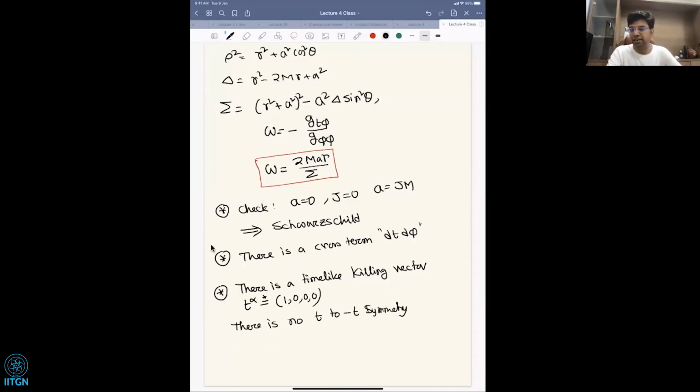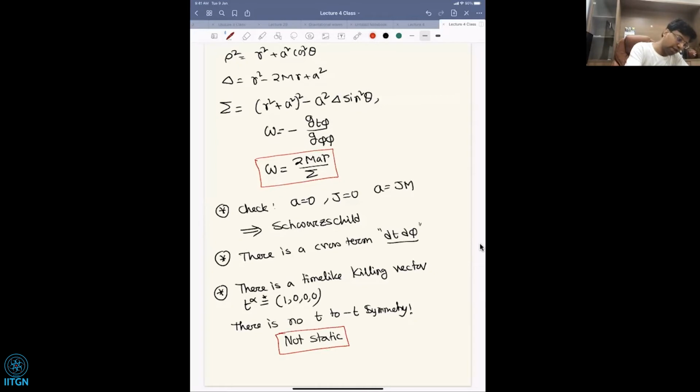There is no such thing like t to minus t symmetry. That is no longer true, because of the presence of this del t del phi term. So that means this spacetime is not static. It is something to do with hypersurface orthogonality of the t vector, but for us, that's the definition.